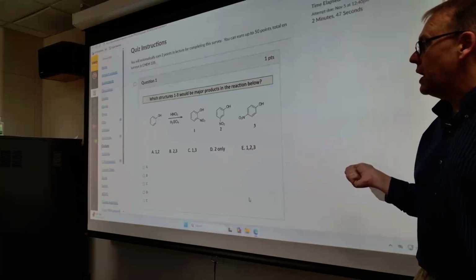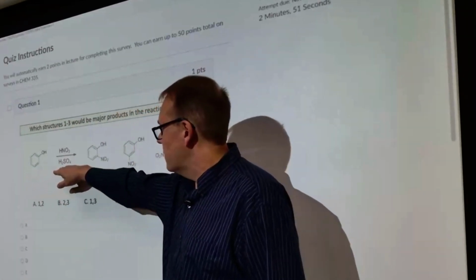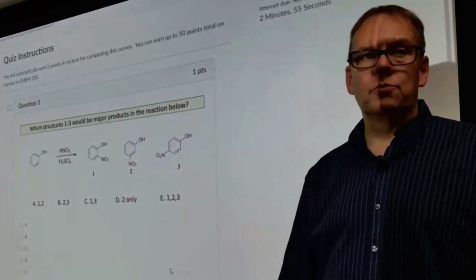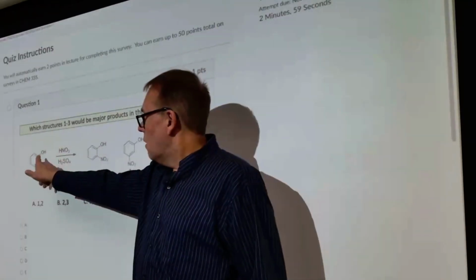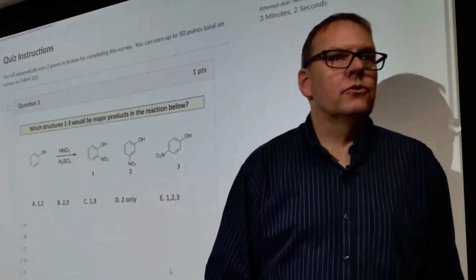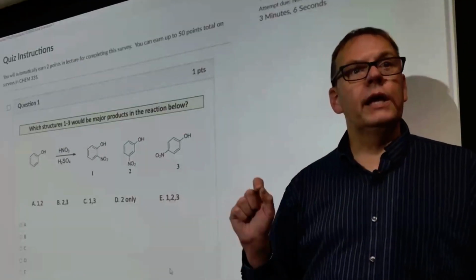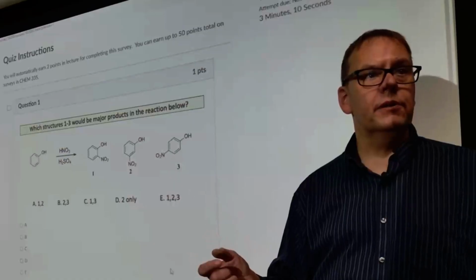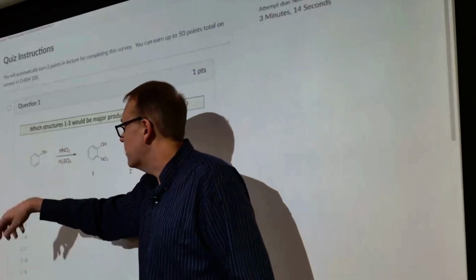So the first question asks, what would you get if you started with this molecule and you put in these conditions and these were your three choices? Which of these would be major products? So what you need to know is that this is a phenol and there's an OH there, and that OH group, the oxygen has lone pairs of electrons, and those lone pairs donate into the electron density of the ring and make it more electron rich, specifically at the ortho and para position. So this is an ortho para director and a strong activator.